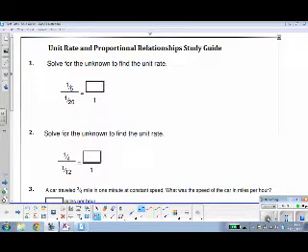Hi, we're going to go over your unit rate proportion study guide. First question we see is a proportion and it has to do with some fractions. As you know, you're only allowed to use multiplication, addition, division, and subtraction on your calculator.